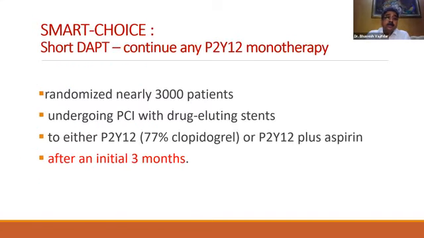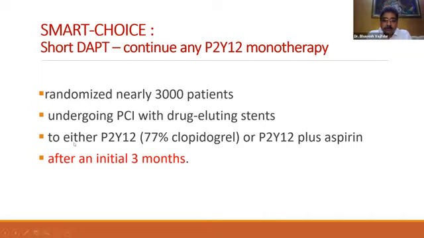One more trial, the SMART choice, again 3,000 patients, and here again undergoing PCI or angioplasty. And here after an initial 3 months, so the first 3 months you give dual antiplatelet therapy, aspirin plus the other drug. Majority of the patients, the drug was clopidogrel. Some patients were on ticagrelor and also very few on prasugrel.